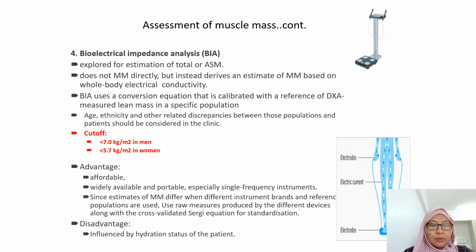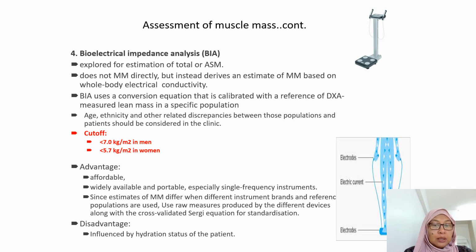So for the BIA, we report the appendicular skeletal muscle index, and if the cutoff points are less than 7 kg per meter square in men and less than 5.7 kilogram per meter square in women, they may have sarcopenia.